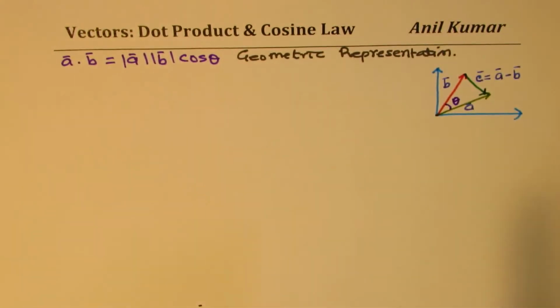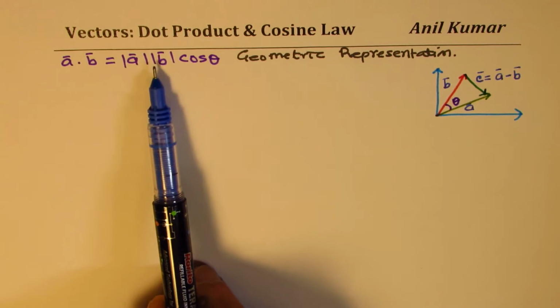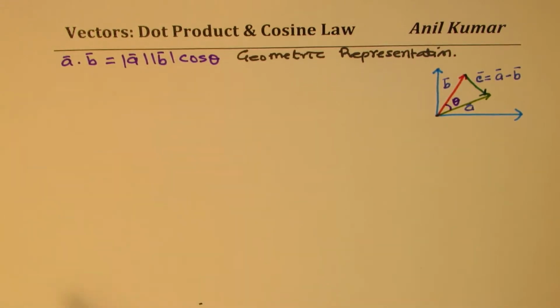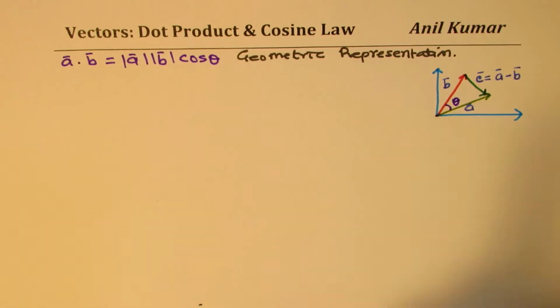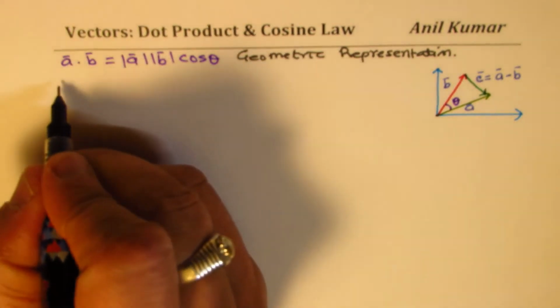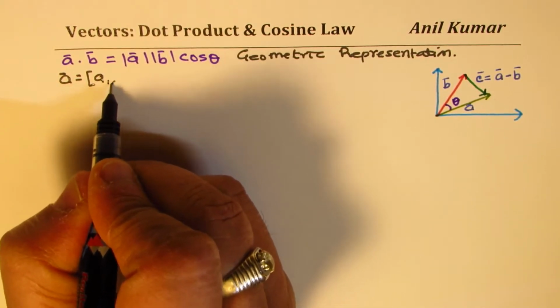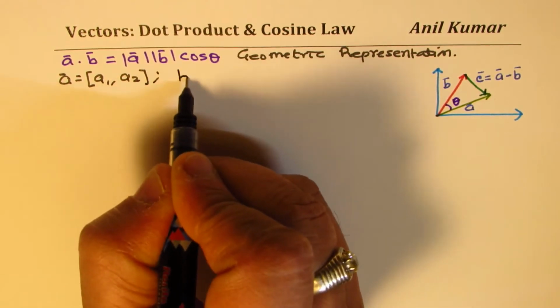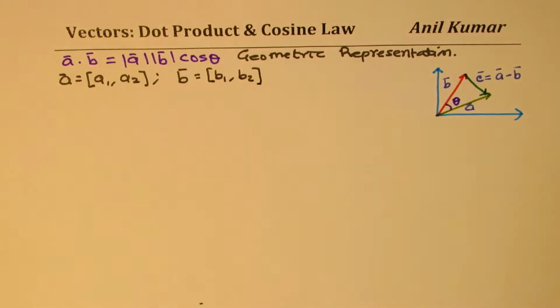Clear? Now from the geometric interpretation, we can say A dot B is magnitude of A times magnitude of B times cosine theta. But if I don't give you the angle, and I give you the coordinates, how are you going to work? Let us say I give you that the vector A is equal to the general coordinates A1, A2, and we give you vector B as equal to B1, B2. Now if that is given to you, how do I find the dot product? That is the question, right?